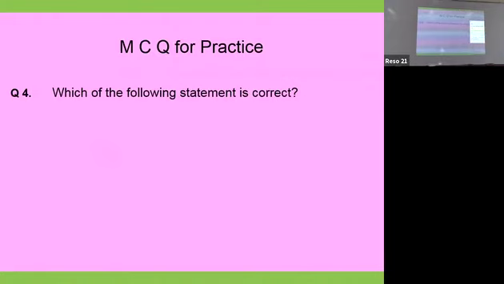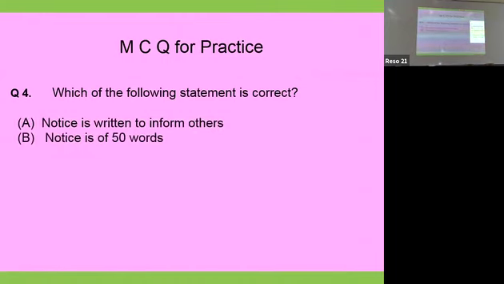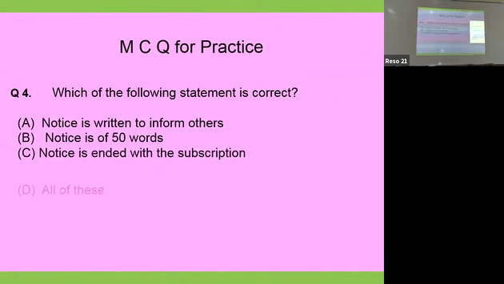Which of the following statement is correct? Notice is written to inform others. Notice is of 50 words. Notice is ended with a subscription. And what does subscription mean? The signature part.